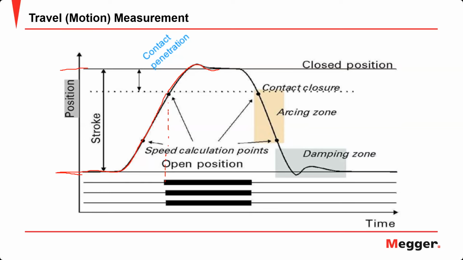So the stroke is measured like this, the full distance between the open position and the closed position. So this is my stroke. And we have also contact penetration. It's the distance between the first touch and the full stroke.